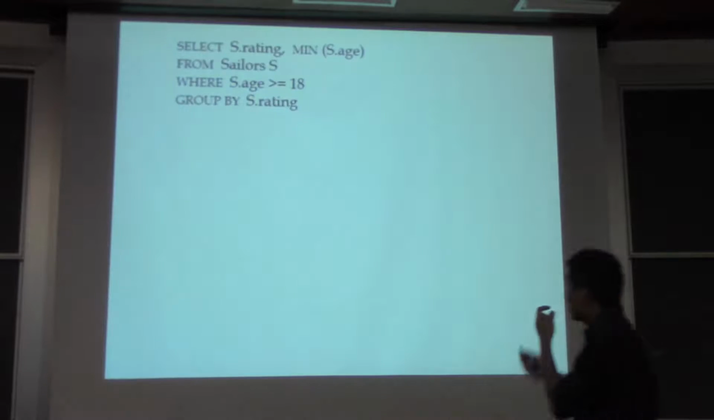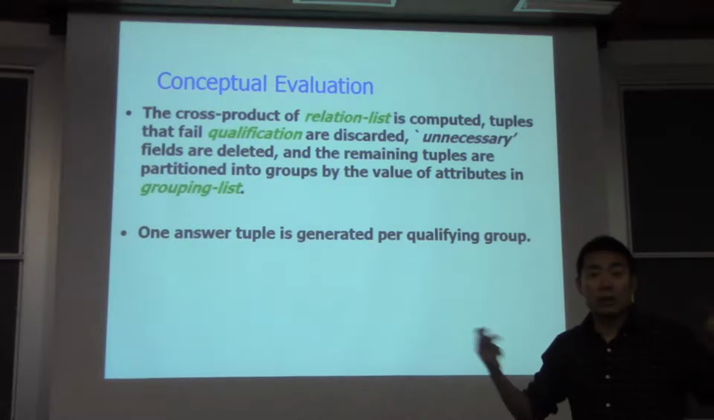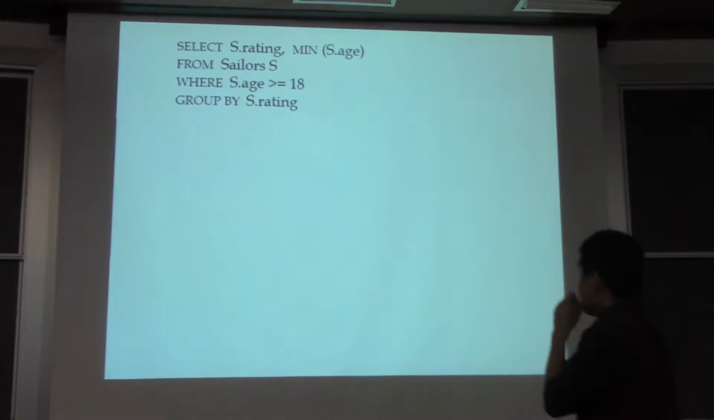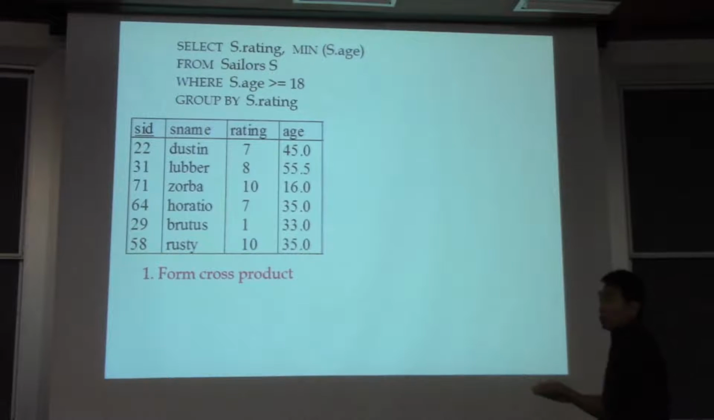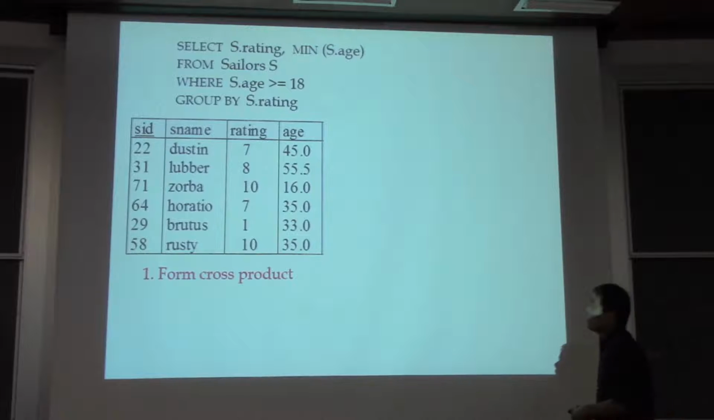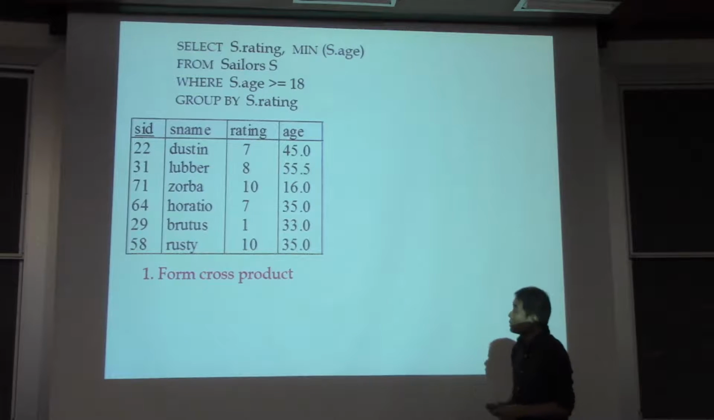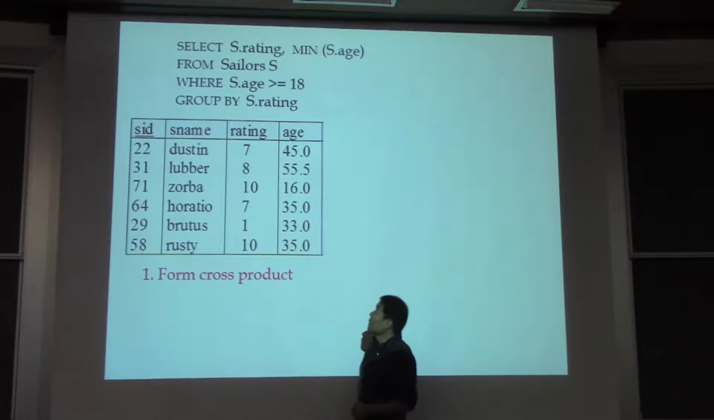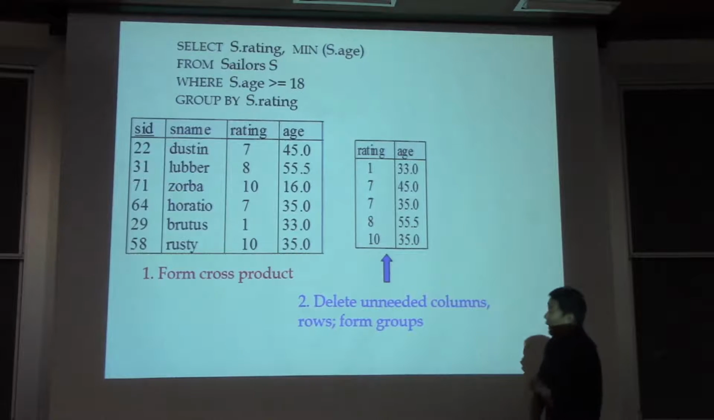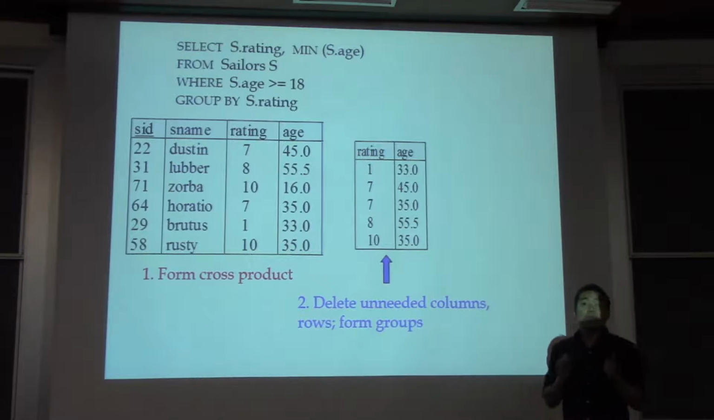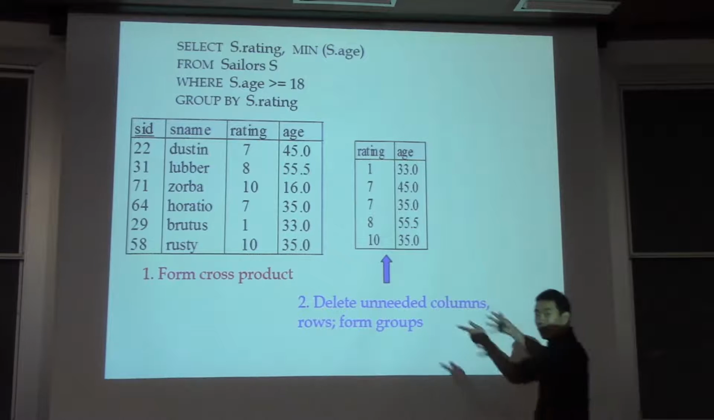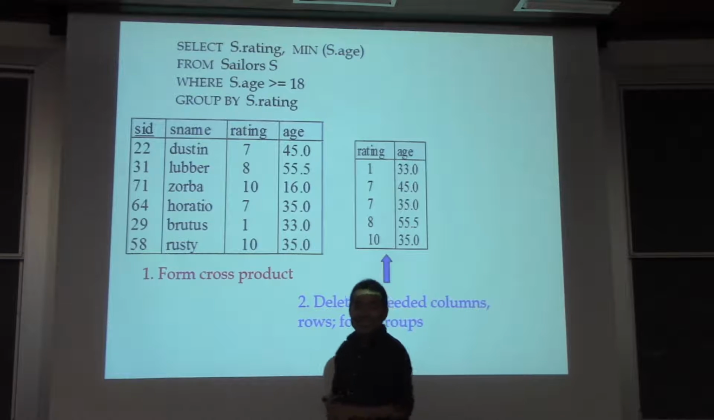Okay. There's conceptual evaluation which I just went over, so I'm going to skip this, which is essentially what is on the chalkboard. Okay, let's do an animation of this using this particular instance. Cross product is just itself because there's only one relation in the from clause. Do the where clause, and in this process I also eliminate unnecessary columns to improve efficiency and to make sure I can draw them on one single slide.